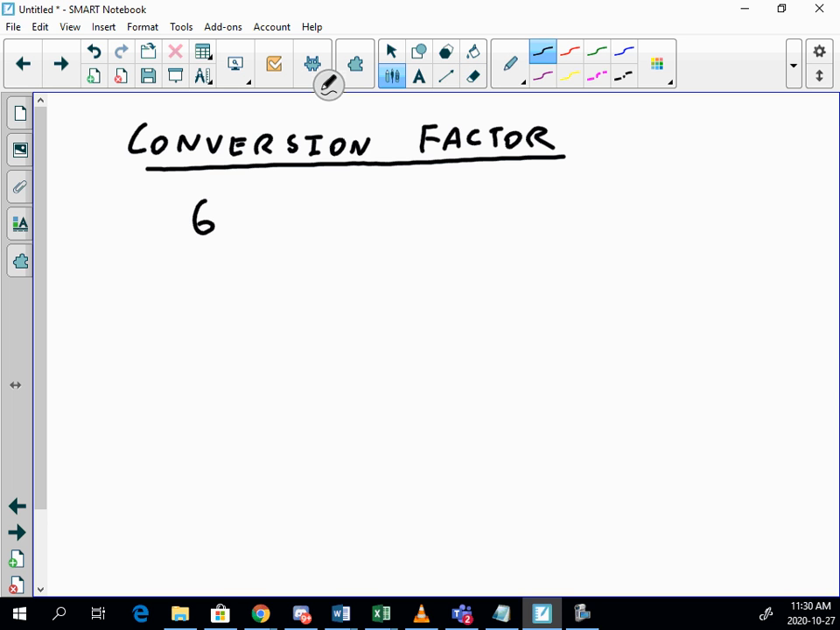Like if I have 6/8, then I can use a conversion factor, like 2/2, and end up with 3/4, putting the fraction into lowest terms. This thing here is my conversion factor.